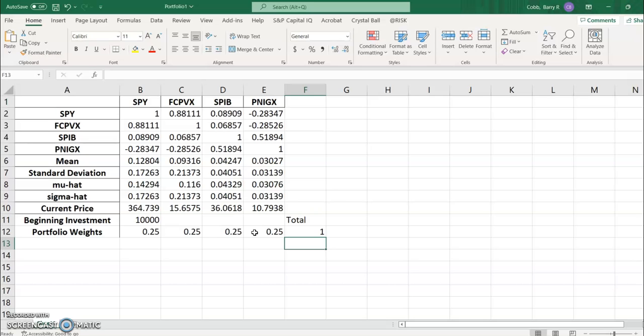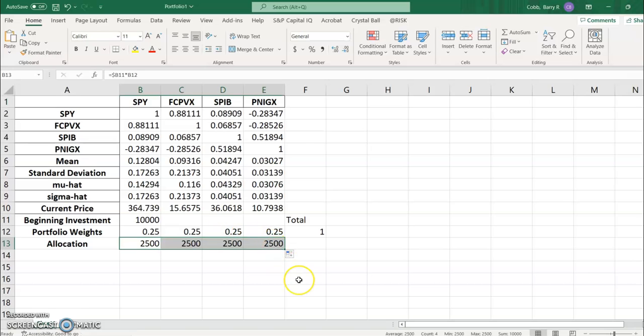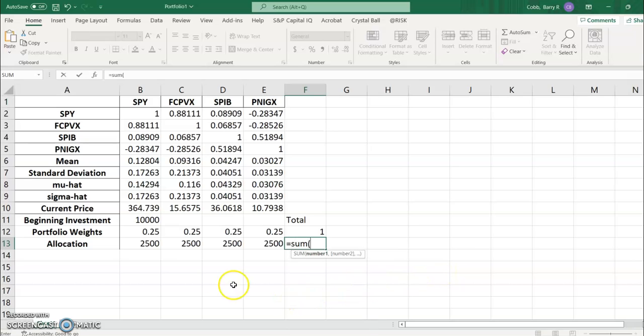Now, what we need to do is then come up with the allocation of the $10,000. So we need to multiply the $10,000 times each of the investment allocations, and we need to put an absolute reference on the column B so that this beginning investment is spread over the four portfolio weights. We'll enter a sum out here in the total column just to make sure that the allocation equals the beginning investment.